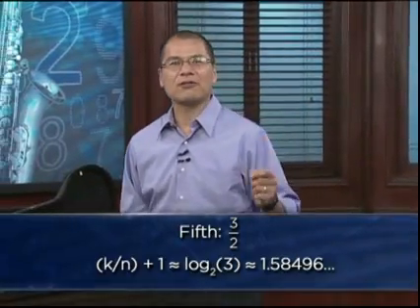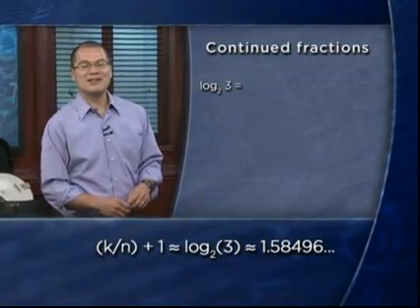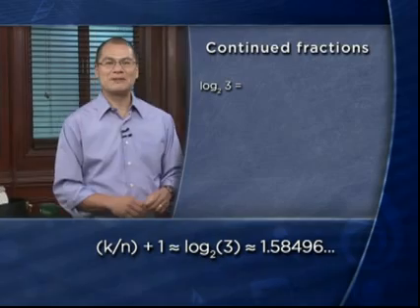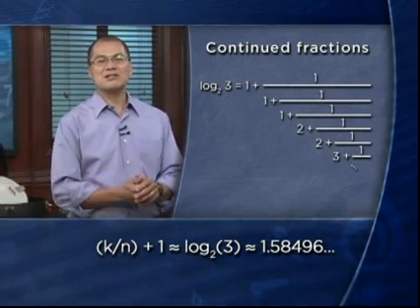So back to music. We wanted to get close to the fifth, which was 3 halves. And to do that, we needed a fraction which was close to the log base 2 of 3. Now, the log base 2 of 3, if you plug it into a calculator, is about 1.58496. So let's find the continued fraction for the log base 2 of 3. And here, this is what we get.